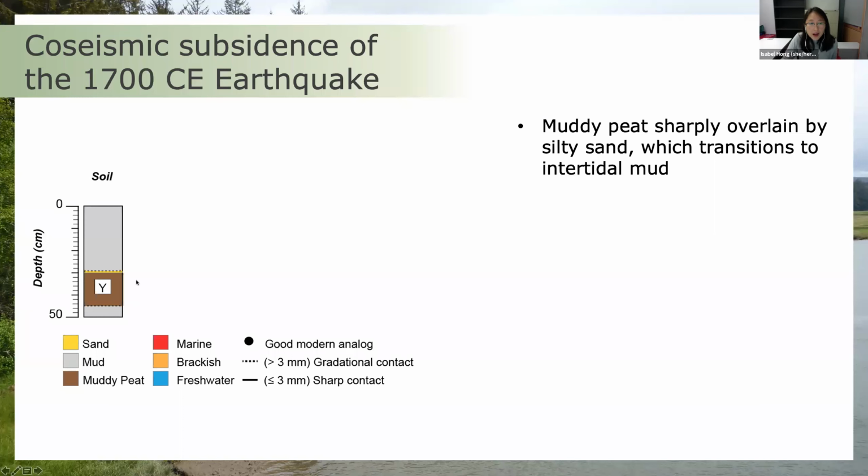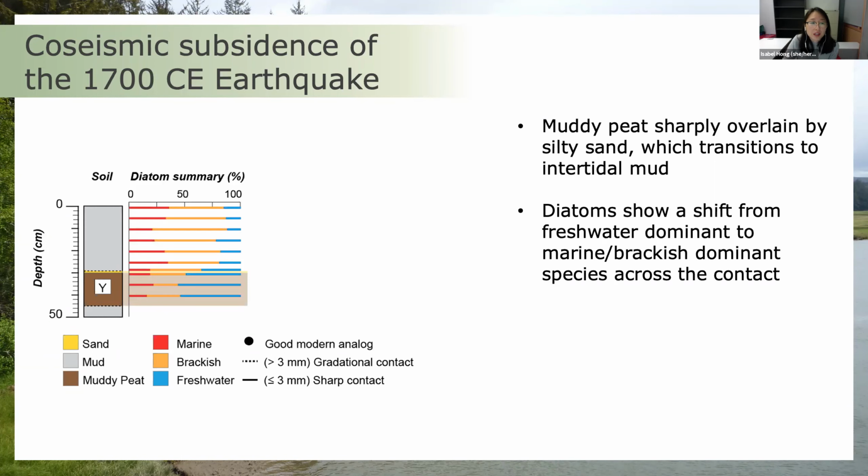Then looking at the fossil diatom assemblages that we observed in the sediment, summarized here by their salinity preferences, we find that within this muddy peat, the soil Y, at least half of the diatoms found in that unit were identified to have a freshwater preference. But as we move across that contact into the mud, we see a shift in the salinity preferences of these fossil diatom assemblages to a more brackish and marine preference.